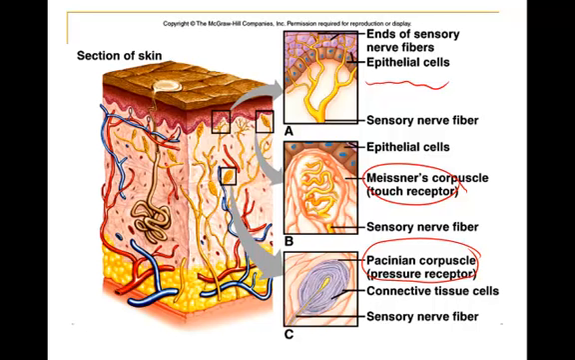So the Meissner corpuscles are within the connective layer. So that's these ones here. They look like this. Okay, and they're showing you them here, up here. And those are very abundant in the hairless areas like your lips, your palms, your soles, nipples. And they're associated with touch, light touch especially. And then the Pacinian corpuscles are associated with deeper pressure.